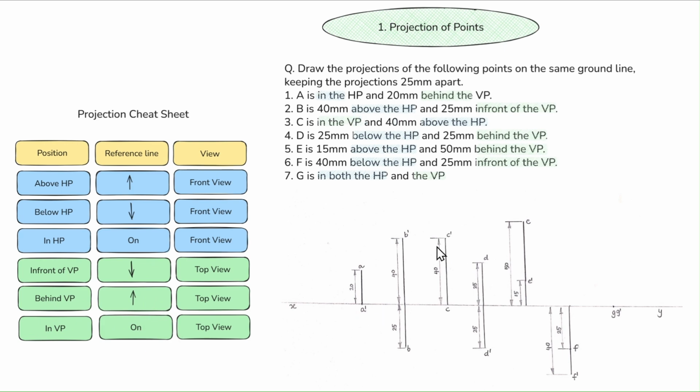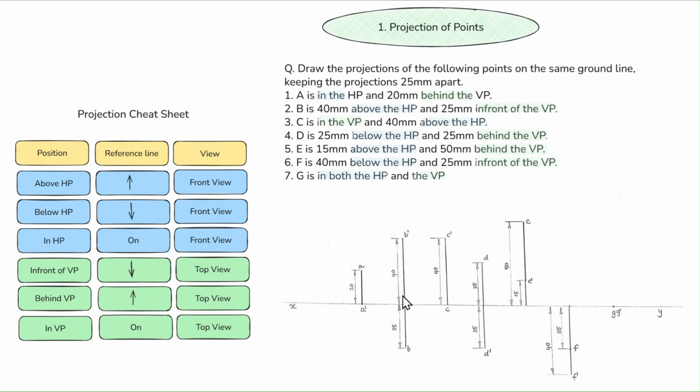Now you say B is 40 millimeters above HP, which means the point B will be up. Above means up, the up arrow, which means above the reference line. How much distance? 40 millimeters above the reference line. We will write it as B dash because it is HP, so that will be B apostrophe, and 25 millimeters in front of VP.